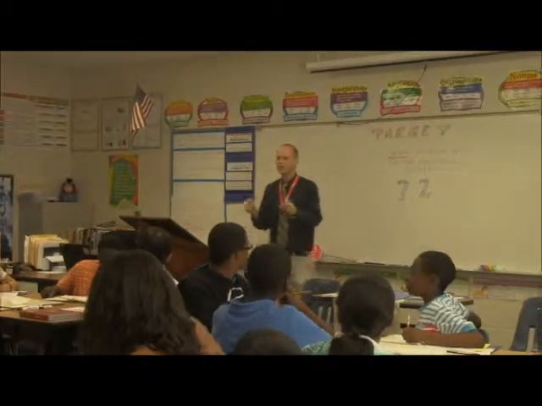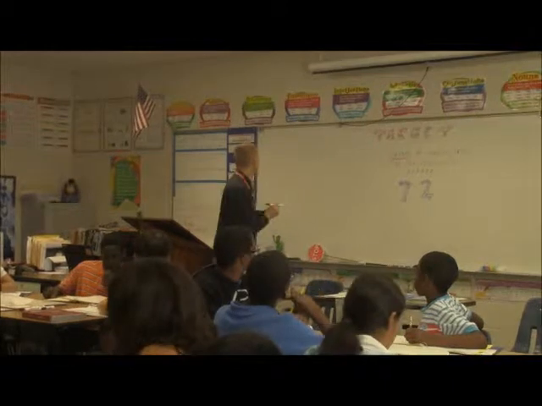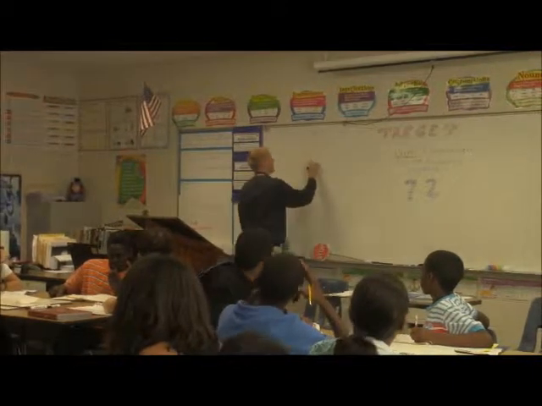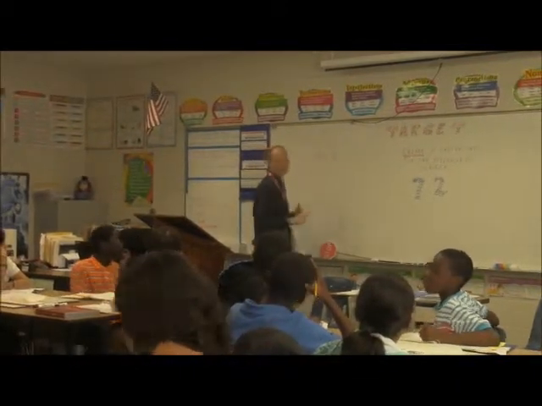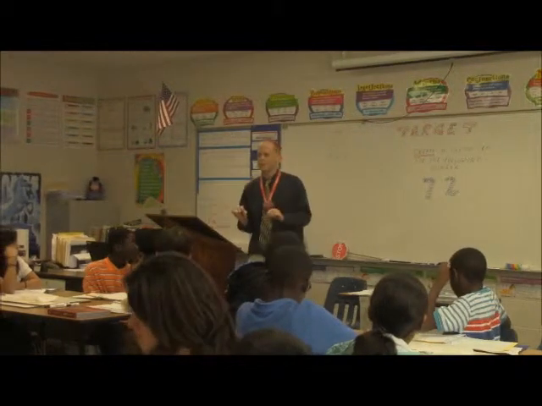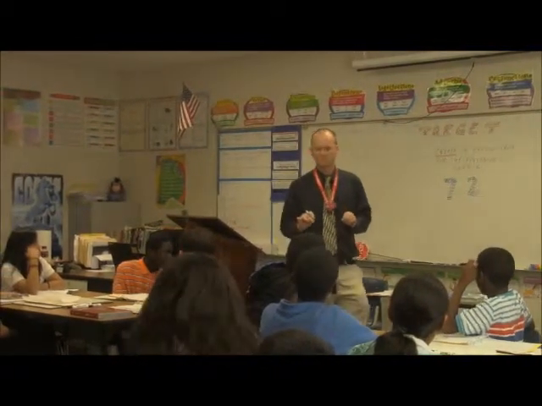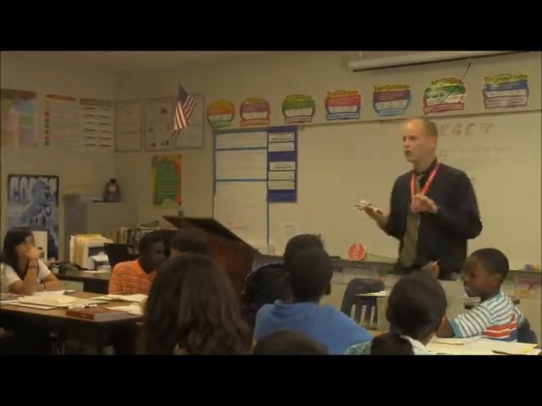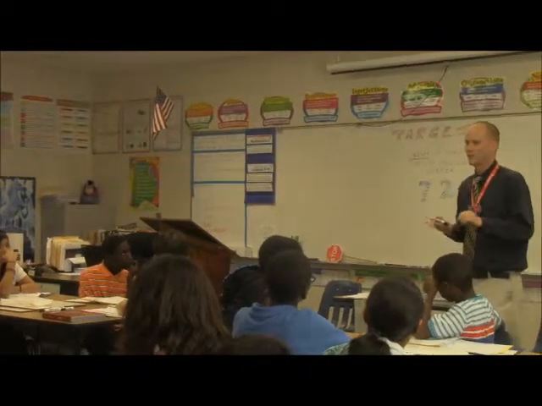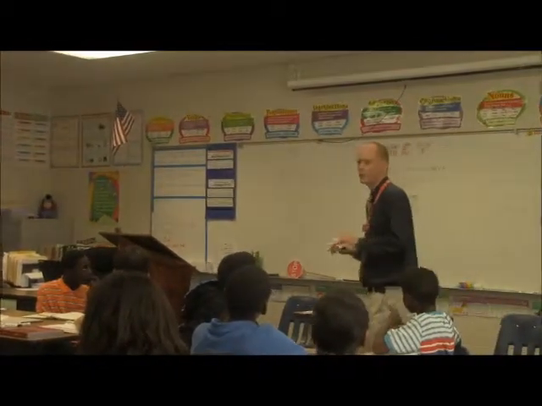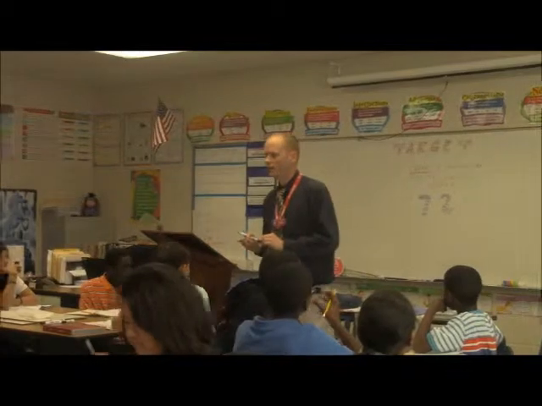So she thought of two numbers that multiply together to get 72. So we're going to write it up here. 9 times 8. Okay? Are those numbers prime? No, they're not prime. They can be broken down further, right? Remember, prime numbers are just divisible by themselves and 1.